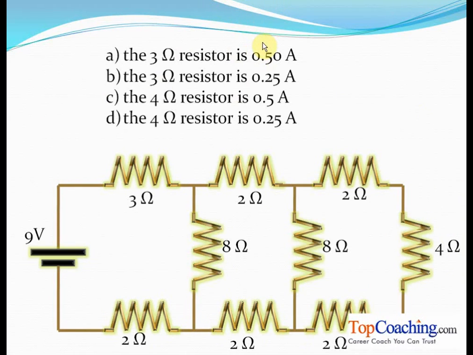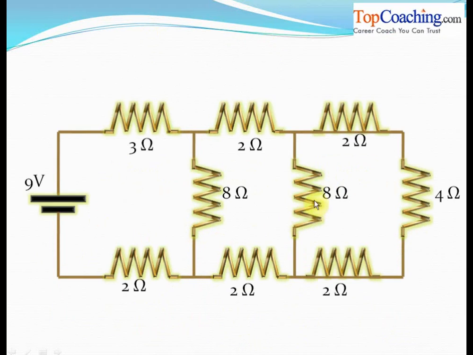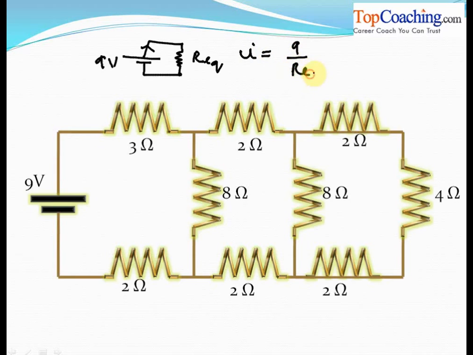So let's start off and find the current through each resistor. Now, to find the current through the 3 ohm resistor, we will first have to calculate the equivalent resistance of this circuit. You see, if we calculate the equivalent resistance of the circuit, then we can say that this is a 9 volt battery and this is R equivalent, isn't it? And the current that is coming out of the battery will then be equal to I, that is 9 divided by R equivalent, isn't it?